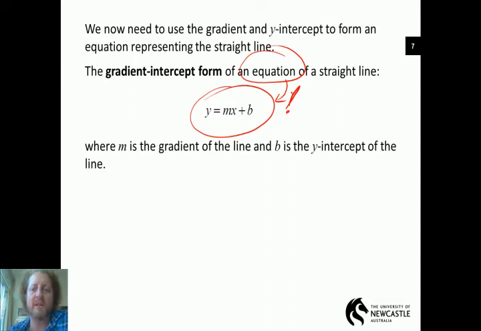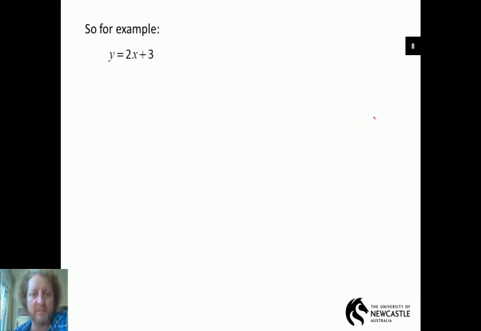If someone said, what's the equation of a line with a gradient of 3 and a y-intercept of 2, I'd say, gradient of 3, m's a 3. Y-intercept of 2, b's a 2. And I'd say my answer is y equals 3x plus 2. That is the equation of the line with a gradient of 3 and a y-intercept of 2. Okay, so let's do an example.